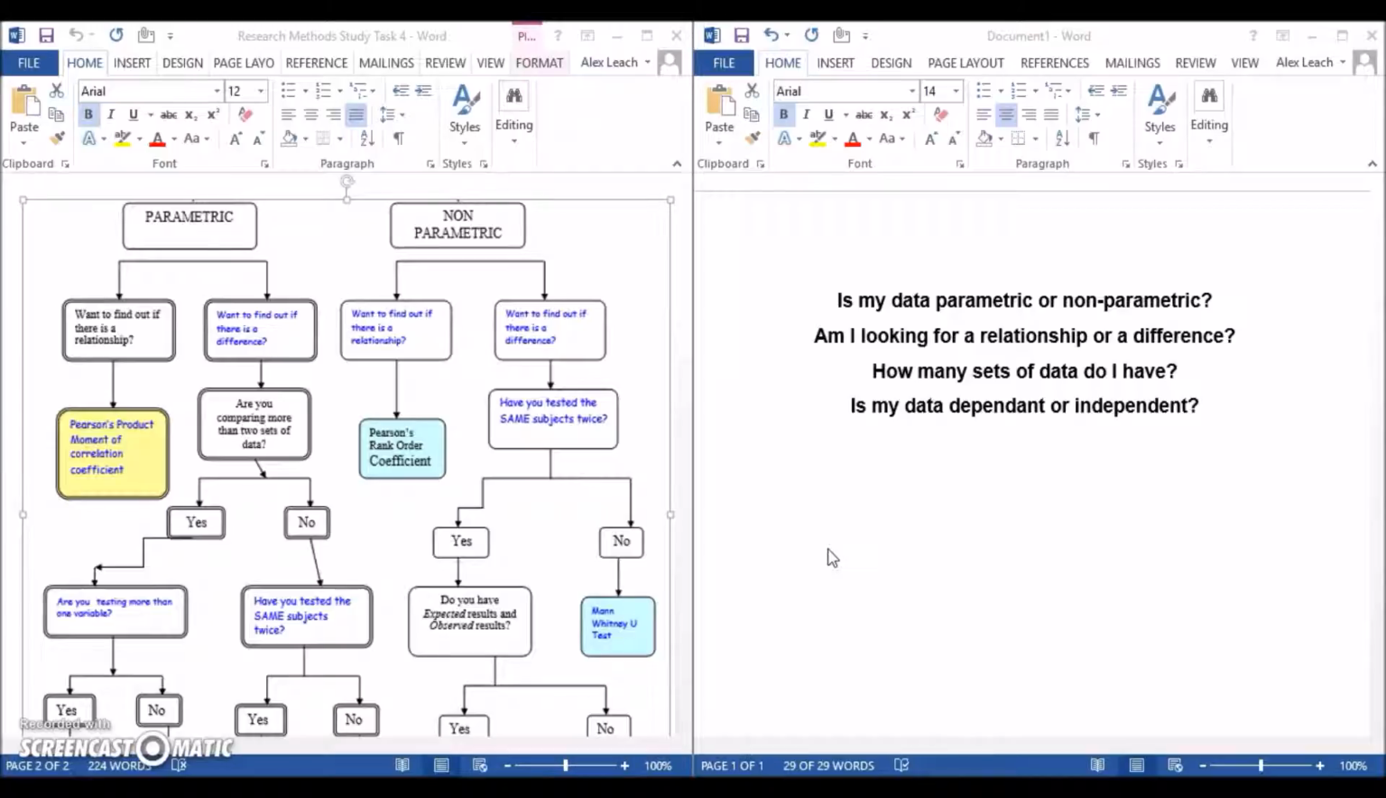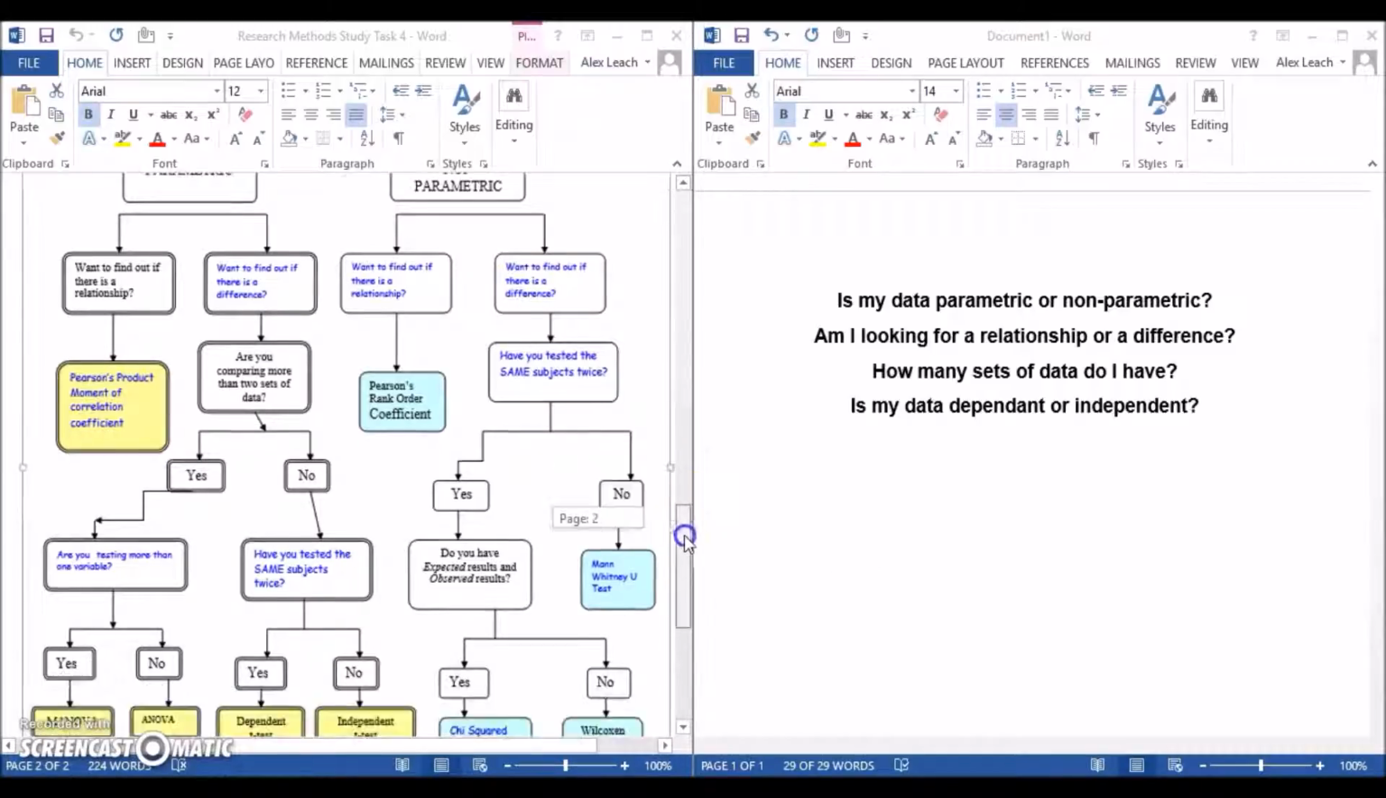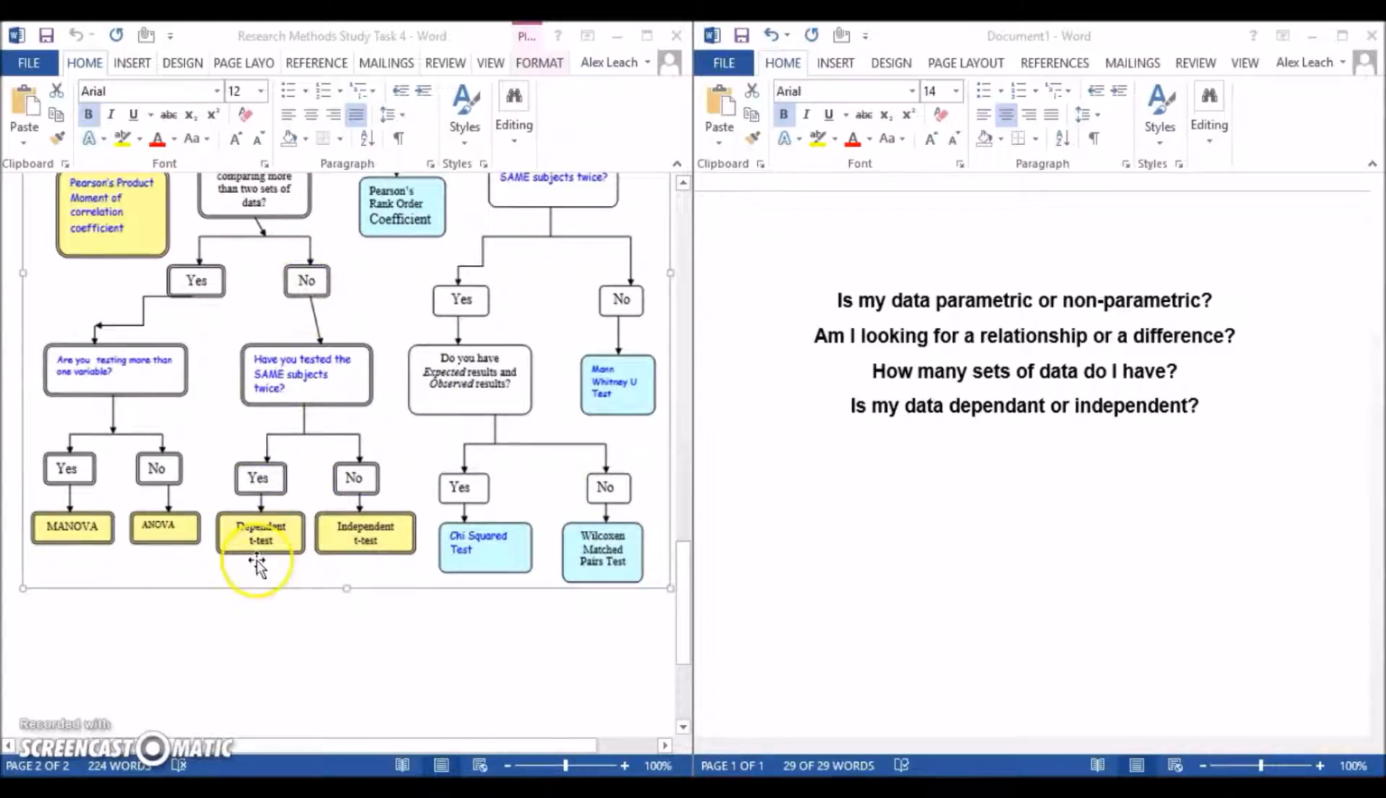However, there's two types of t-test. So you need to tell me whether you need the dependent or the independent t-test. So that is the last question, and it brings us to this part of the diagram. You've tested the same subjects twice. Therefore, going by that diagram, it says you need a dependent t-test. However, in this case, you've got the same subjects doing a different thing. You've got them doing netball shooting and then basketball shooting. Because they're doing different things, you need the independent t-test.